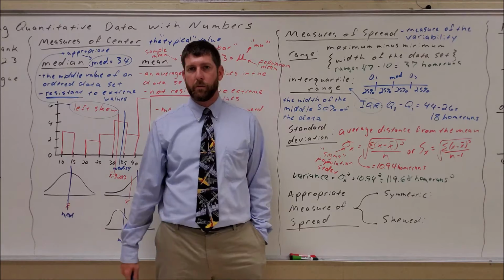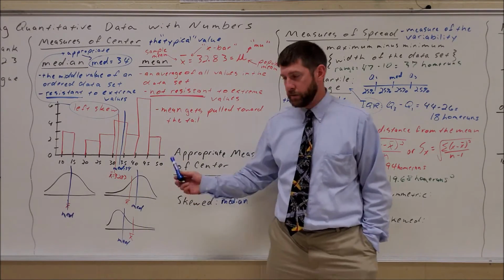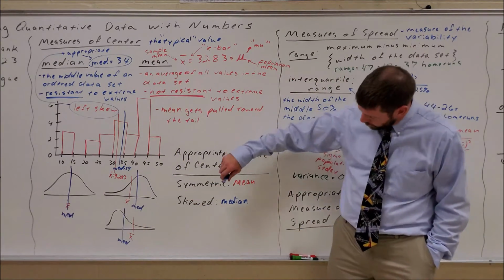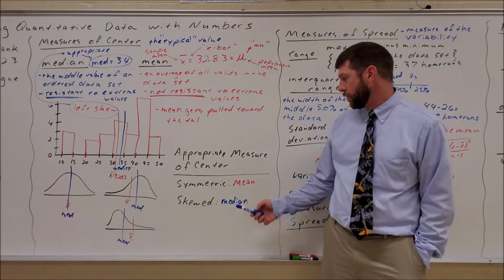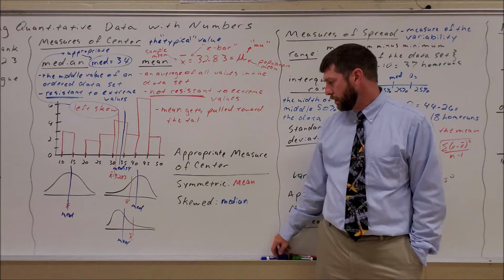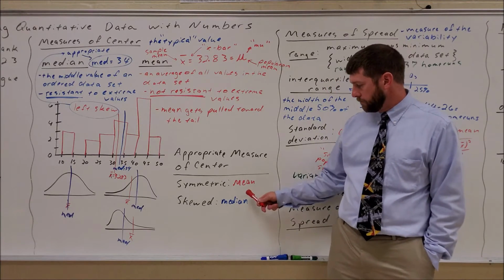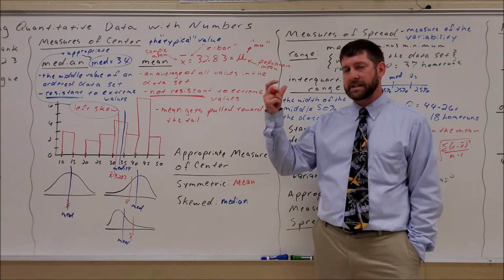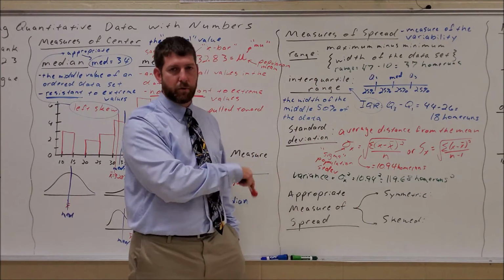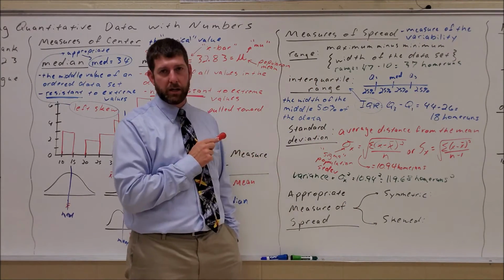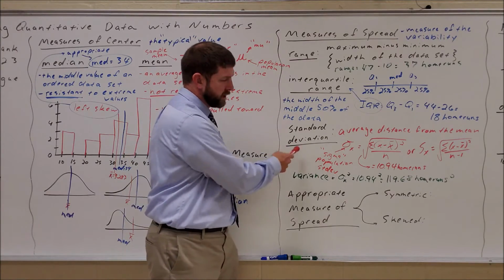Well, let's think about what we used in our distributions for center. When we had a symmetric distribution, we used the mean, right? The mean is the best estimate of what's going on because it brings everybody in. Well, which of these two measures of spread is using the mean? Well, if we look at it, that's our standard deviation.